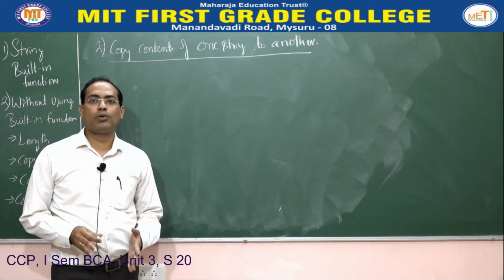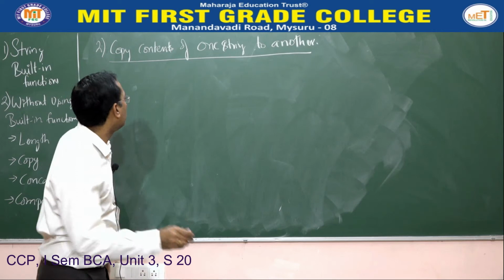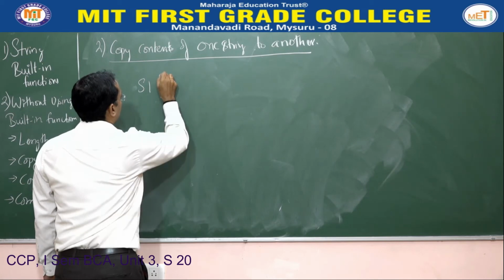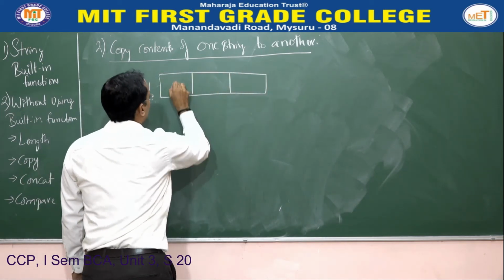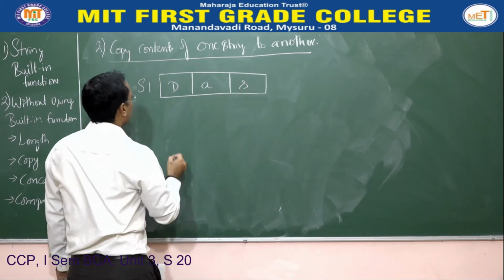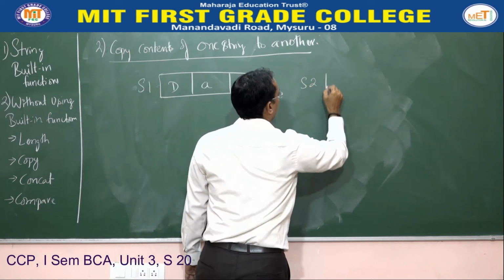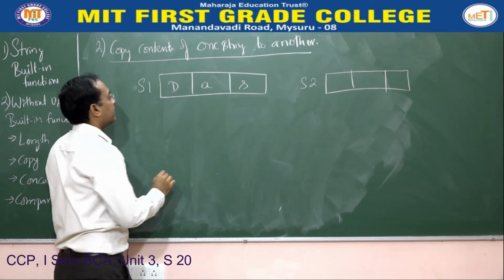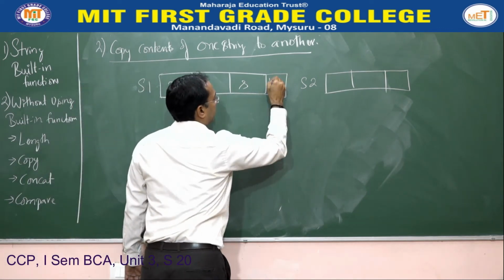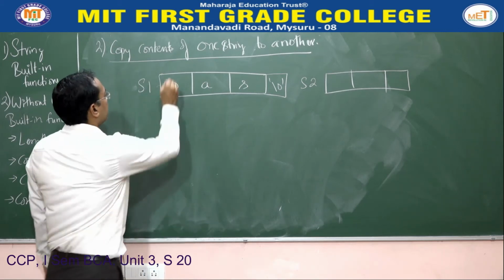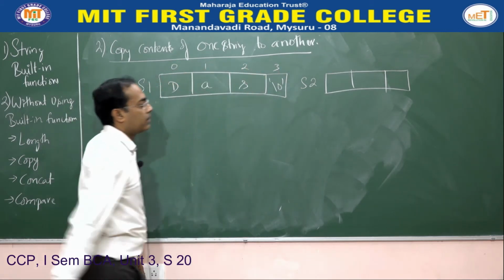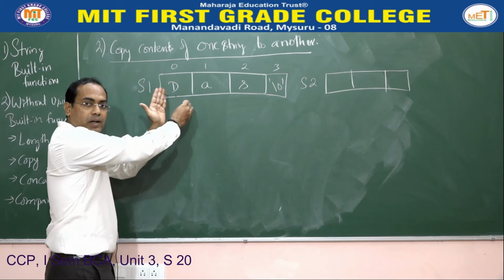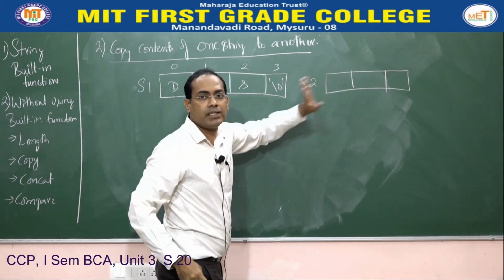Now let's find out how to copy the contents of one string to another. We'll take 2 strings now. We'll assume that the first string is having some values, I'll keep it as thus, and there is one more string which is empty, which doesn't have any values in it. So end of the string is there, 0, 1, 2, 3. What you have to do is, you have to one by one copy the content of each cell to the destination string. That's the logic.